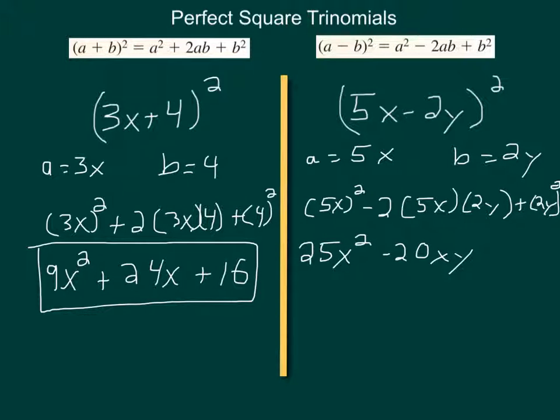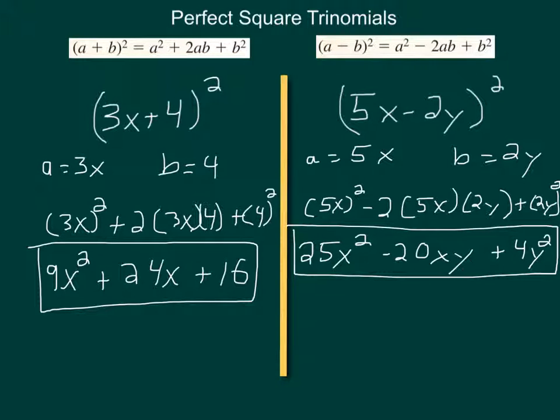And finally, I have 2y multiplied by itself, which is going to give me a positive 4y squared. And that's my final answer for this one. It's a lot shorter than using FOIL or any of the other methods, and it's a nice shortcut to get to our answer pretty quickly.